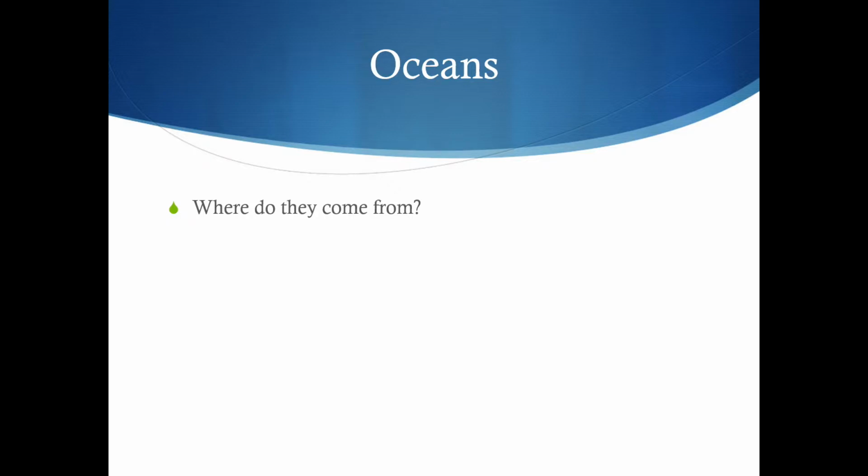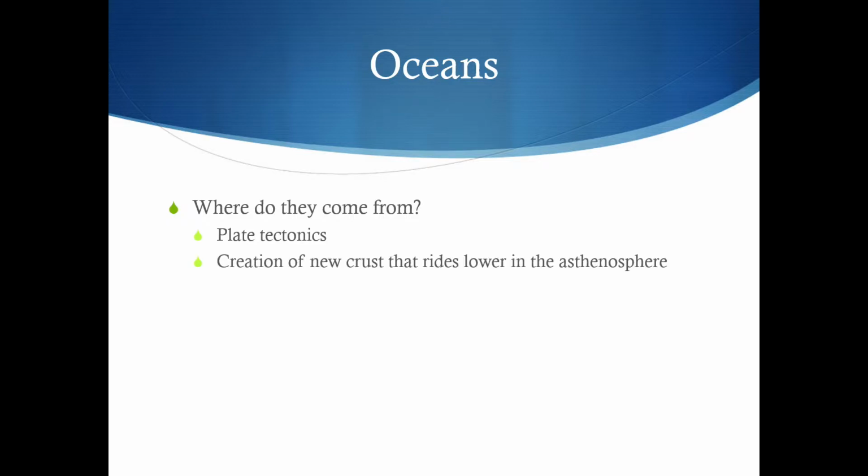So let's talk about, where do oceans come from? When we talked about plate tectonics, we talked about the formation of ocean basins at divergent margins, and that's basically where new ocean crust is developed and where oceans are formed. That basaltic crust rides lower in the asthenosphere than does the continental crust, creating on a major, regional scale, these low areas. The continental crust creates the high areas, and so the high areas become the continents, the low areas become the oceans, and fill in with water. So that's basically where oceans come from: plate tectonics.